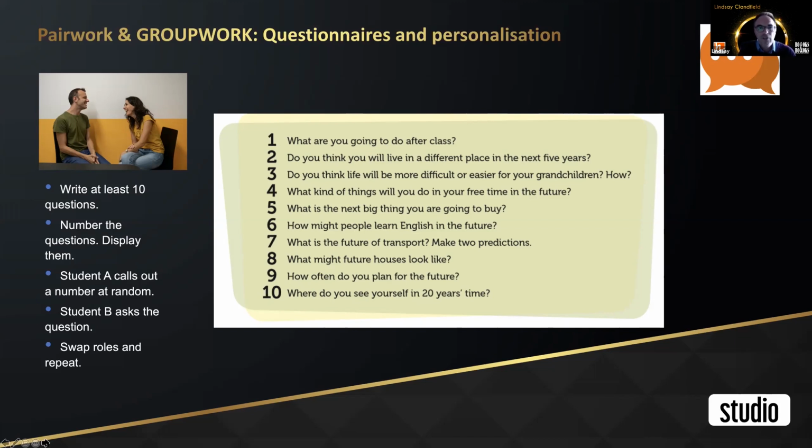And then someone else chooses a different question, yeah? So they call out a number at random, student B asks the questions, they swap roles and repeat. I can do this in class as well, where students eventually make their own questions, number 1 to 10, and then students ask the number and the person reads them out.